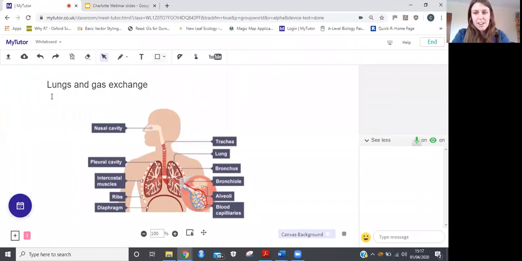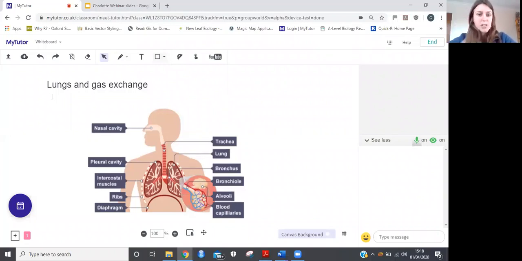Okay, so hi everyone. I'm Charlotte and I'm very lucky to be taking this first biology tutorial as part of the My Tutor Online School. We've picked lungs and gas exchange today because it's a topic that's covered by all specifications. We've targeted this towards the AQA specification, but it's also applicable across others. Hopefully it's something that you might have studied before. If not, it's an opportunity to learn something new.